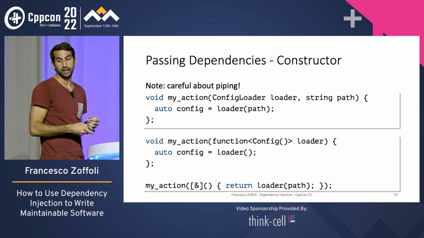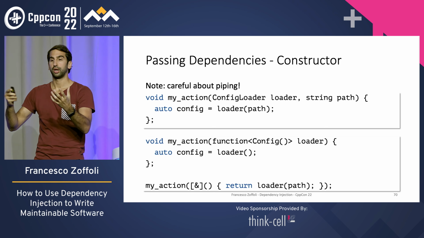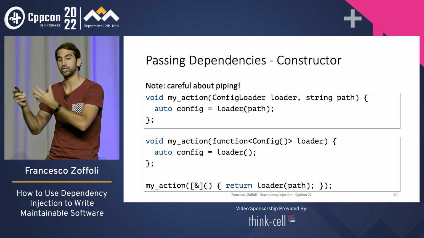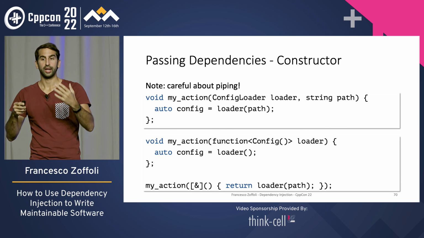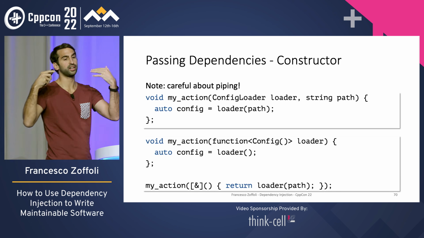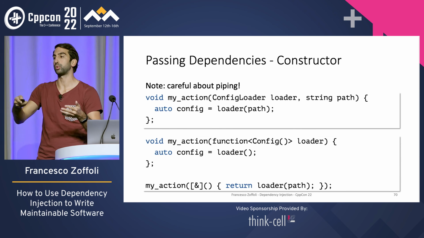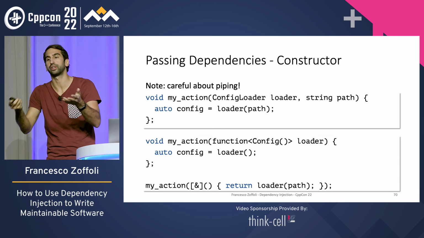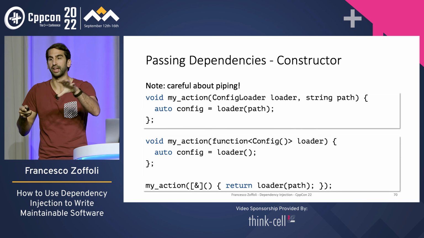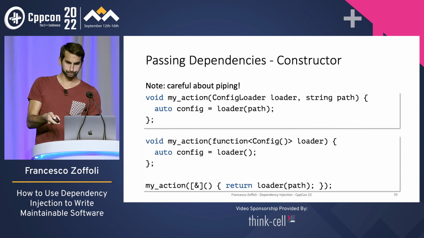A way to avoid the piping of the data is to actually change my action to take a function which takes no argument and just returns the configuration, and then bind the path to the loader at the higher level when we are passing this dependency. Of course, in this case, we could have passed also the configuration directly, and you should have preferred that if it was possible, but this is just an example to show the issue.